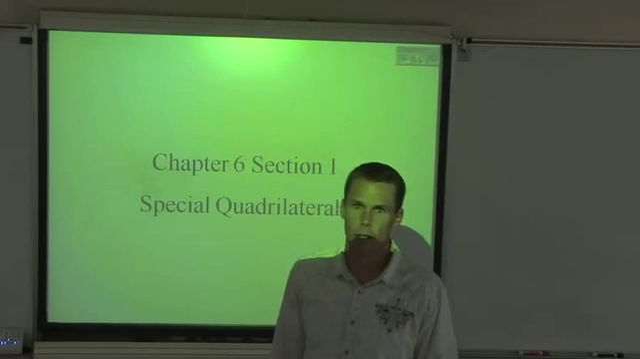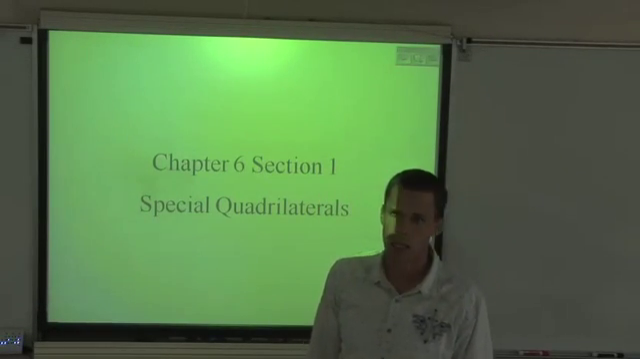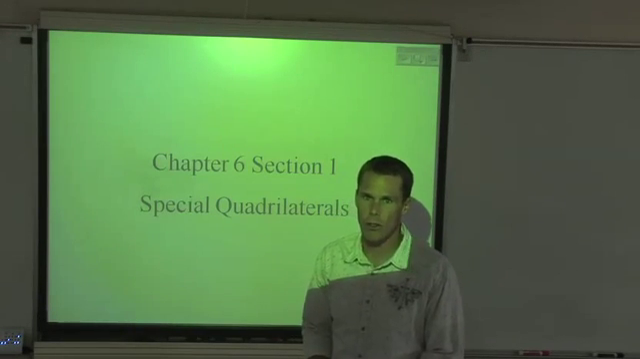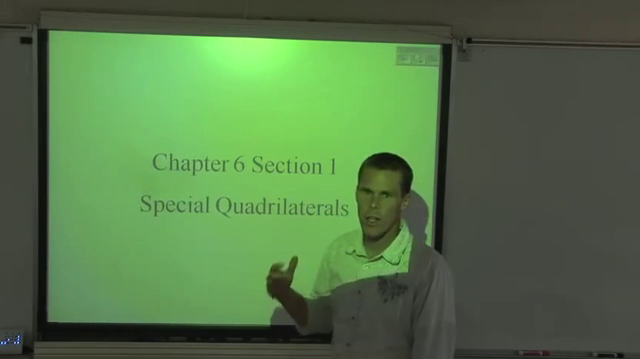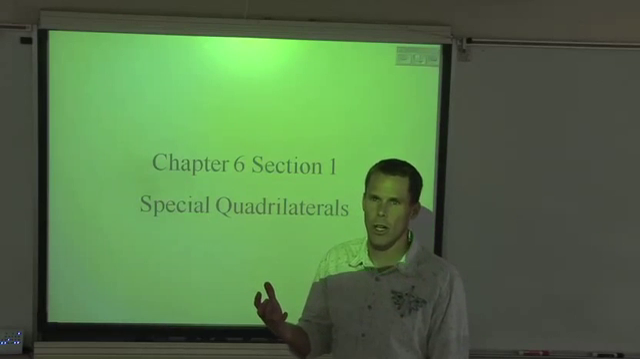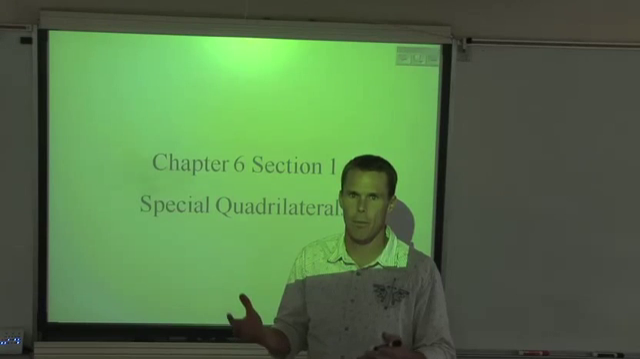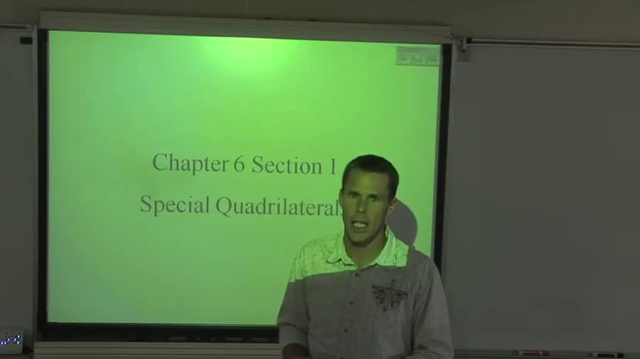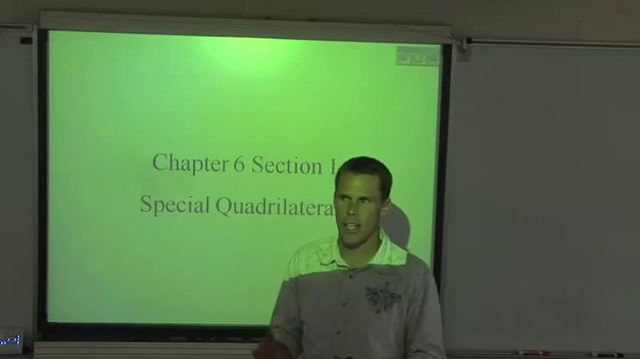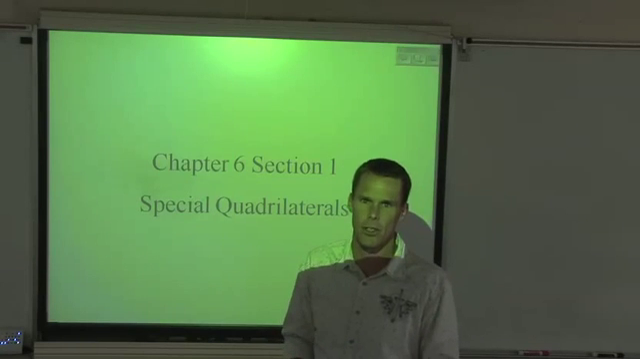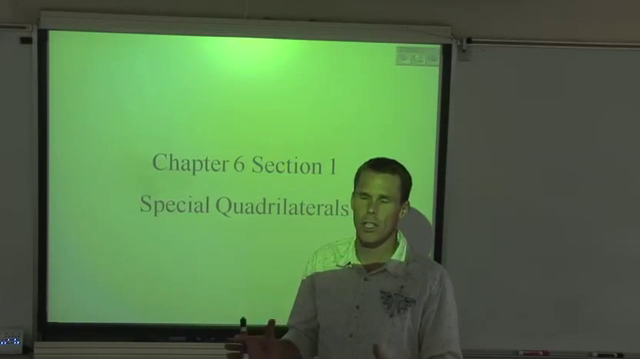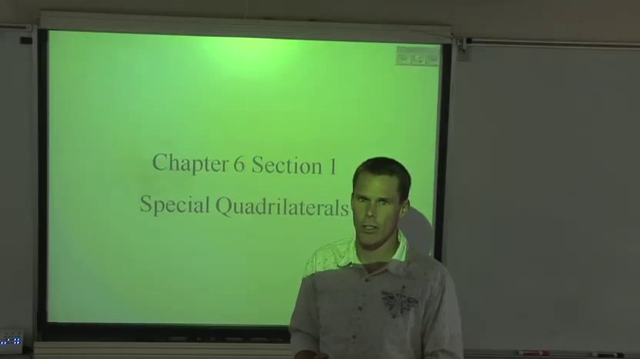This video is for Chapter 6, Section 1. It's all about special quadrilaterals. Before we go into what the special quadrilaterals are, we should at least define real quickly that quadrilaterals are any shape with exactly 4 sides. This does not have to be convex or concave or have anything special to it. If it has 4 sides, we call that a quadrilateral.